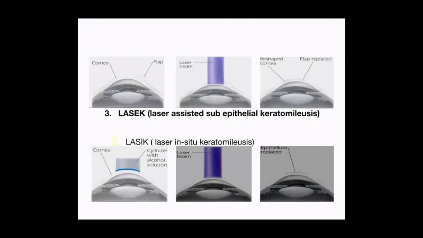Phakic IOLs are also available, as you can see in the picture. Your IOL is placed in front so that whatever your number is, instead of wearing it on the eye, it's just placed inside your eye. Intra-ring segments are also available for astigmatism. Lens implantation for astigmatism, myopia, hypermetropia, everything.